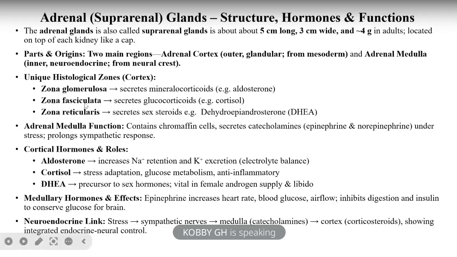And the zona reticularis secretes the sex steroids. Sex steroids like dehydroepiandrosterone are precursors for sex hormones. For example, if someone has a low libido, the problem could be coming from the adrenal cortex, the zona reticularis. It could be that the zona reticularis is not secreting enough of the sex steroids.